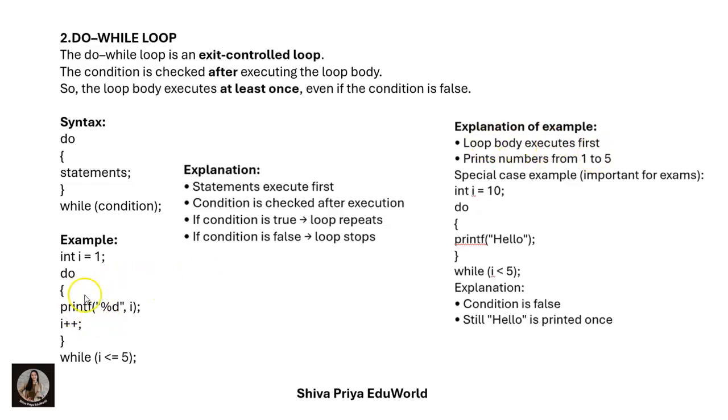Here, the loop body, whatever is there, it will execute first. It prints the numbers from 1 to 5 because the condition is i less than or equal to 5. That's why it will print the numbers from 1 to 5.